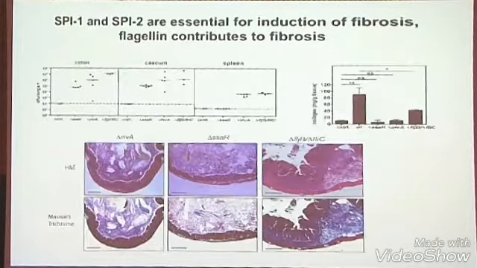We had a look at what the type 3 systems are, and we found that both SPI-1 and SPI-2 are needed for this. If you have mutants in both SPI-1 and SPI-2, you have less type effects in here. So they contribute to this whole process. That makes sense because you need this long-term intestinal inflammation happening.